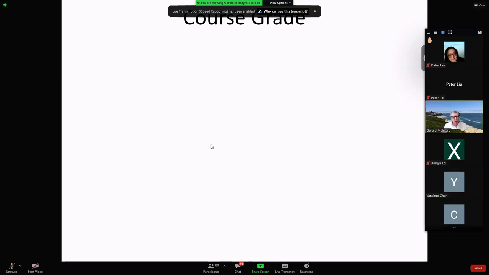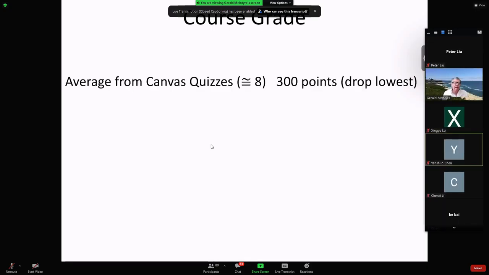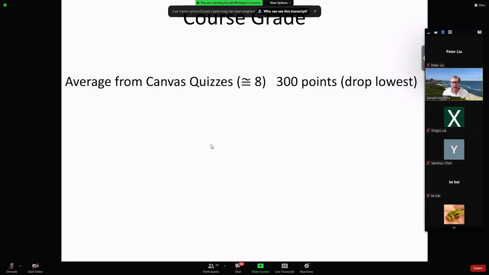Okay. Regarding the calculation of your course grade, here's how this will work. We'll first calculate an average from what we call your Canvas quizzes. I'll get to that in a second. But there are about eight of these this summer. The summer course is 5 weeks. So there's roughly two per week. The first Canvas quiz will open up tonight and will be due tomorrow at 7 p.m. There are eight of these approximately.